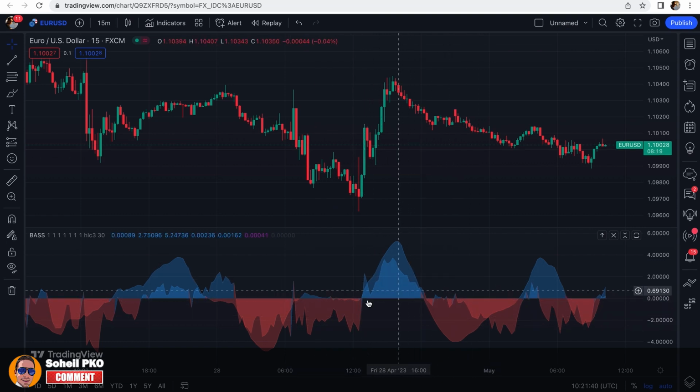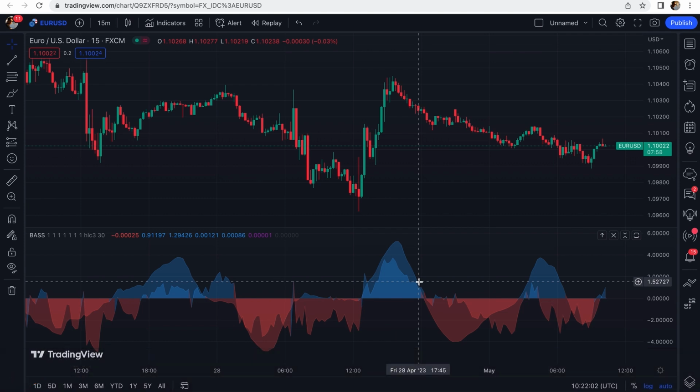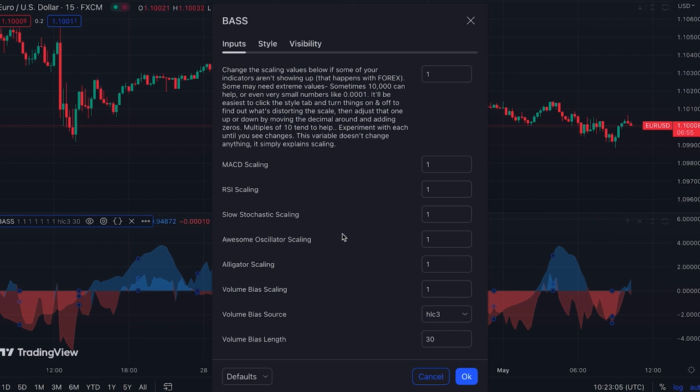Alright, this is the indicator, and as you can see, it's in the form of an oscillator, with histograms moving above and below the center line, which is 0. This indicator is built based on different oscillators, and those oscillators' histograms are overlaid here. By default in this market, only 2 oscillators are added, and we should add the others in the settings by changing their scaling settings, so they will be shown on the chart.